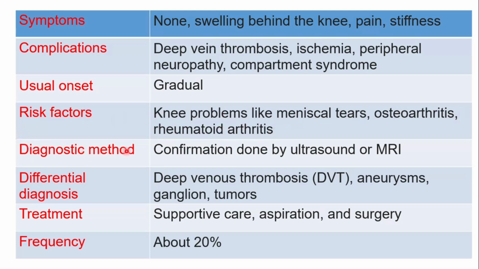And the diagnostic method, very important, confirmation is done by ultrasound or MRI. DD, the differential diagnosis: deep vein thrombosis, DVT, aneurysms like popliteal aneurysms, ganglions, tumors. Treatment: as I discussed already in detail, it summarizes supportive care, aspiration, and surgery. What is the frequency of the disease? It's about 20%, not very less.